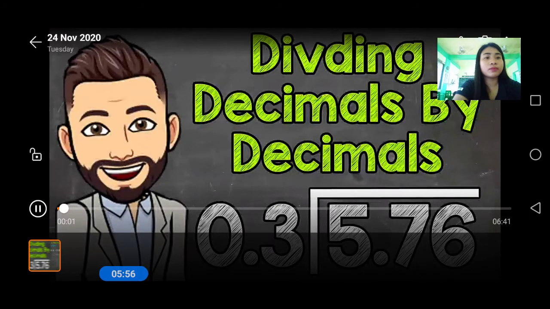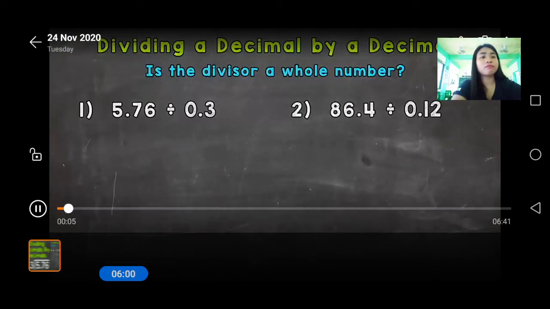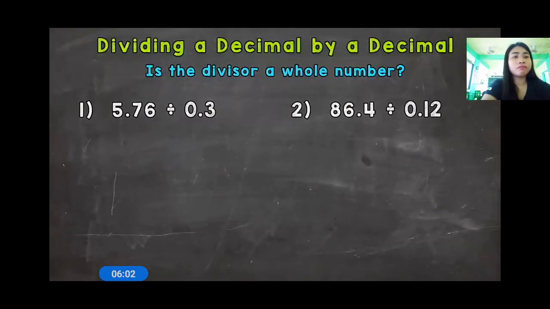Welcome to Math with Mr. J. In this video, I'm going to cover how to divide a decimal by a decimal. So let's jump into our two examples here. And for number 1, we have 5 and 76 hundredths divided by 3 tenths.